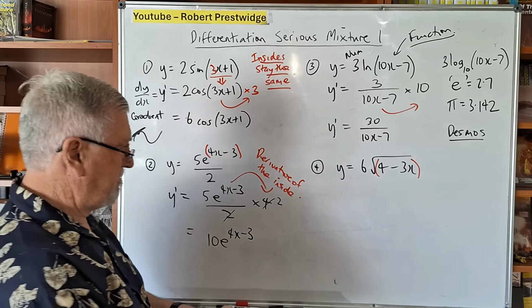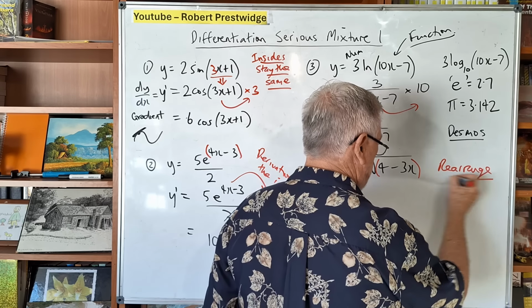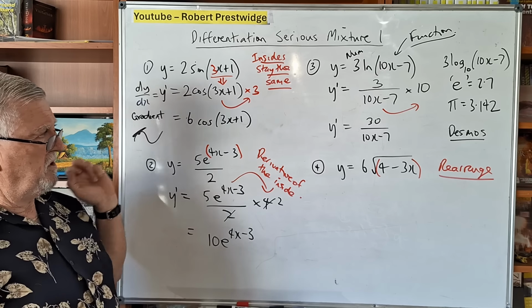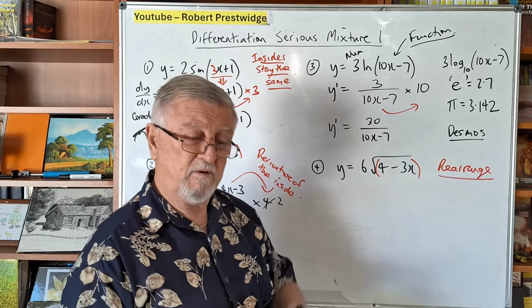Now, the big one. I talk all the time about rearranging. In other words, go back to this. We knew what to do with a sine. We knew what to do with an exponential. We knew what to do with a natural log. But we don't know what to do when we've got a square root.